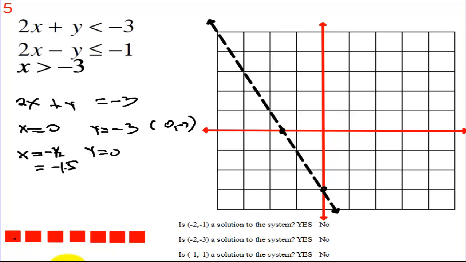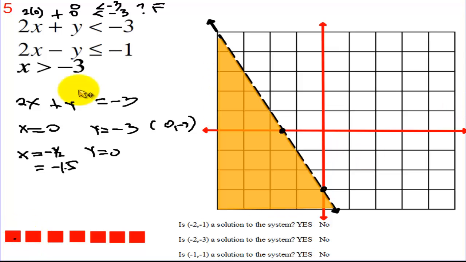Right. Next, to decide if we are going to shade below the black line or above the black line, we can't use a shortcut here because I have the standard form. We are going to use a test point. So let's use 0, 0. So 2 times 0 plus 0, is this less than negative 3? So is 0 less than negative 3? This one is false. So 0, 0 should not be shaded. Since 0, 0 gave us a false statement, we have to shade the other side. So we have to shade this portion.